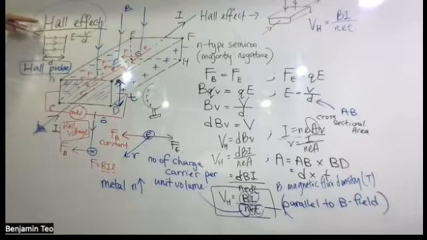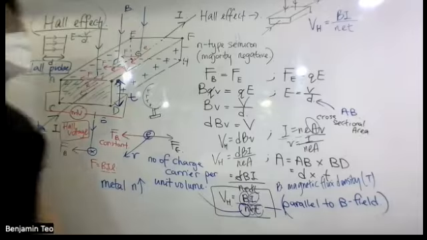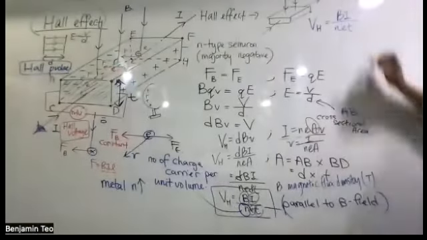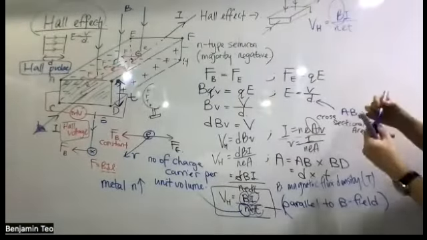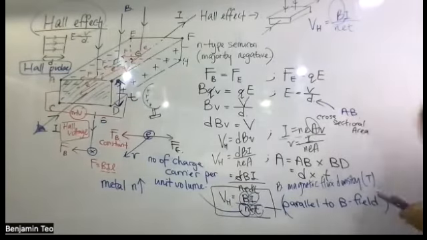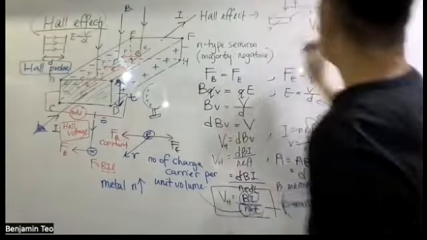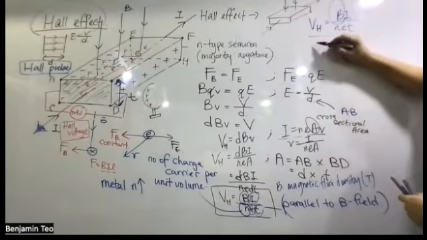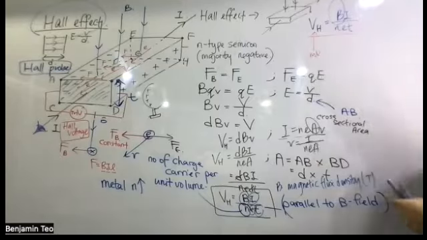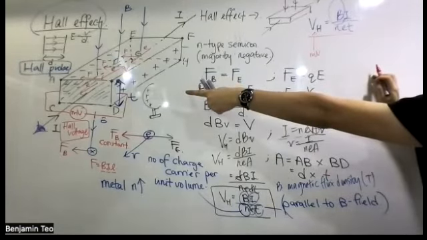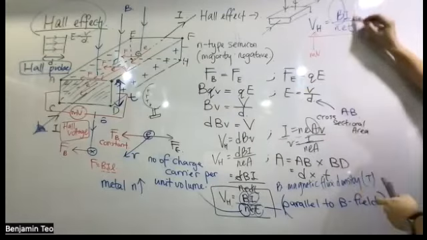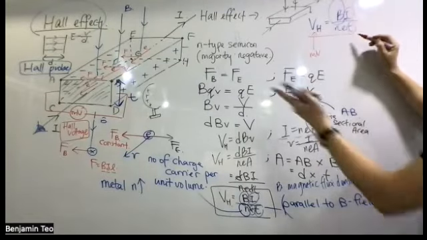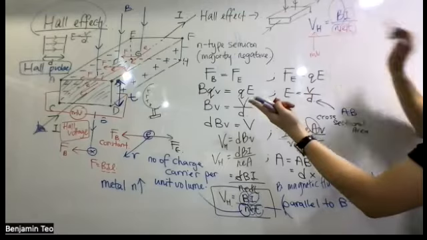Because of the existence of this phenomenon, they designed this Hall probe, and then they use the Hall probe to measure the magnetic field strength. This is the final goal. They want to measure this B. How do you measure this B? Based on this equation, the Hall voltage you can easily measure using your voltmeter, experimentally. I you can easily measure. Thickness you can measure. This one you know. This one depends on the material.